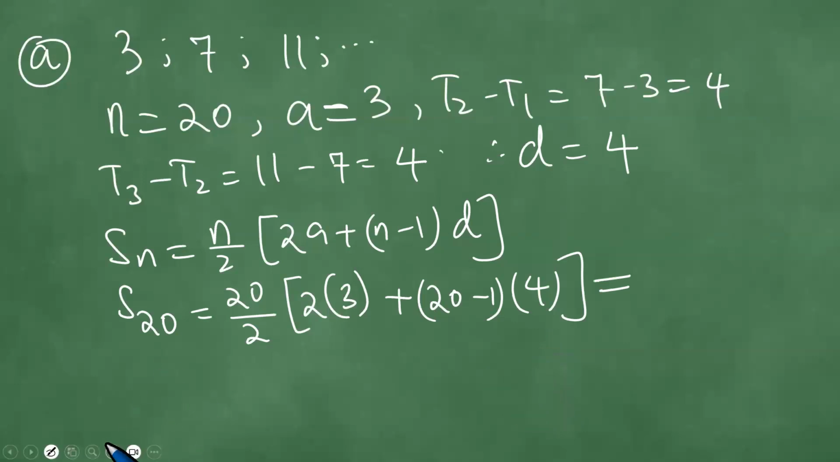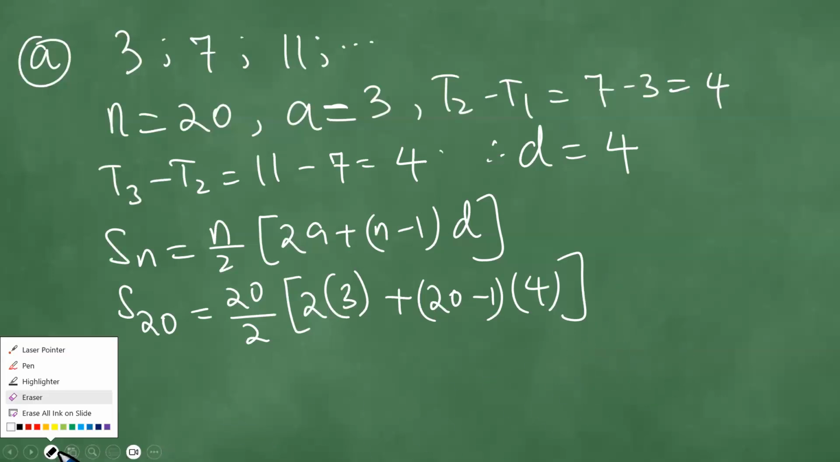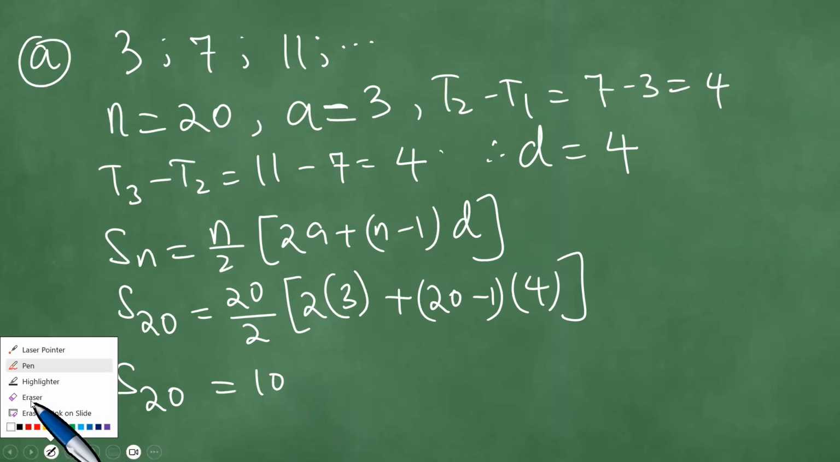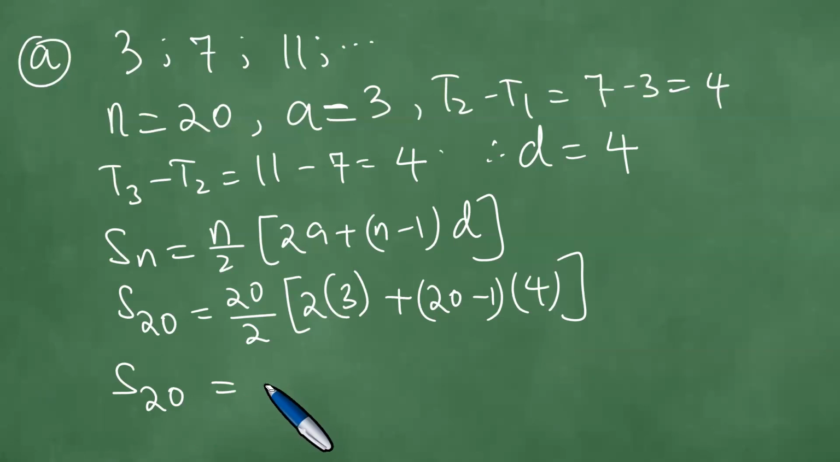Okay, so we can just get the answer to all these. Now 20 divided by 2 is 10. 10 into 2 times 3 inside, it's 6. Plus 20 minus 1 is 19 by 4, which is 76. All right, so what answer do you get there?